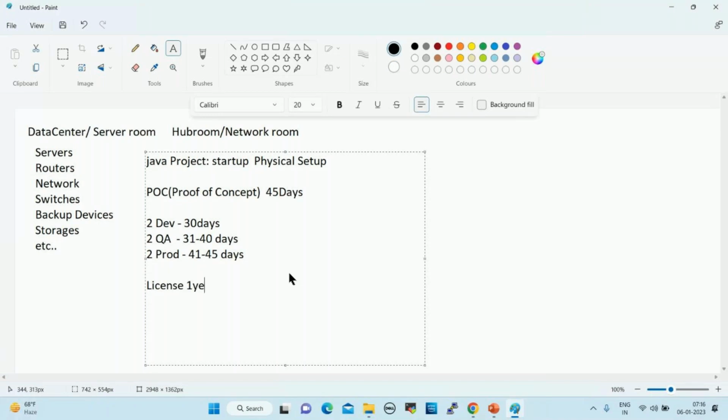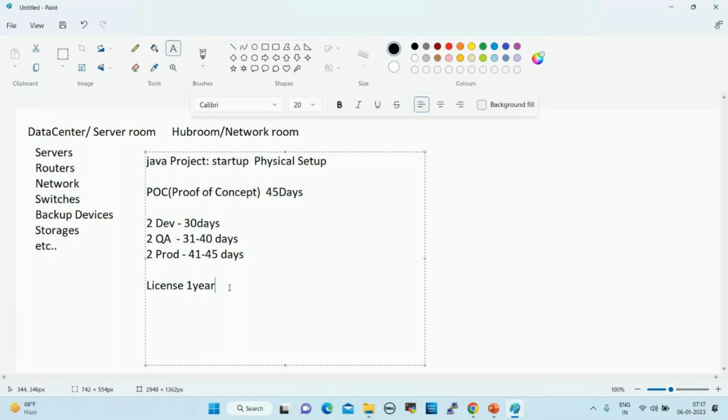They will not provide 1 month, they will not provide 3 months, and even 6 months we don't get, right? So we need to buy the licensing for a minimum of 1 year, both application licensing and operating system licensing. But our POC is 45 days only, right?